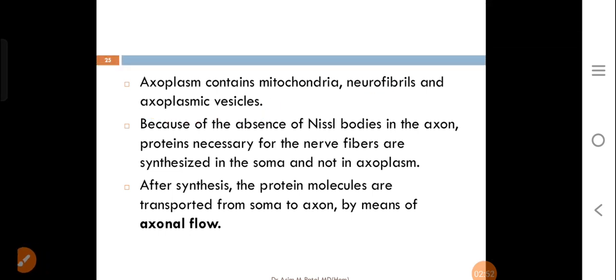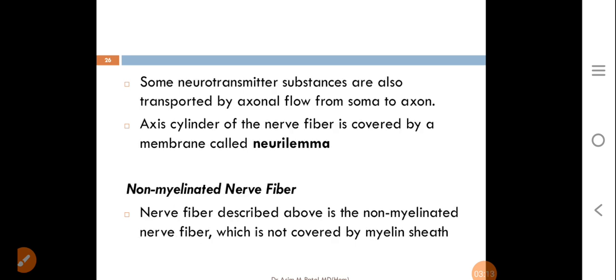neurotransmitters. Because of the absence of Nissl bodies in the axon, proteins necessary for the nerve fibers are synthesized in the soma and not in the axoplasm, because axoplasm does not contain Nissl bodies. After synthesis, the protein molecules are transported from soma to axon by means of axonal flow. Some neurotransmitter substances are also transported by axonal flow from soma to axon. The axis cylinder of the nerve fiber is covered by a membrane called neurilemma.